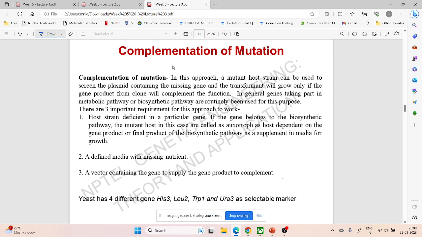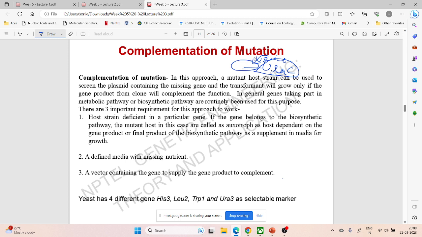So what does it mean? This is the host strain, and suppose it is auxotrophic for uracil. So this host strain is devoid of uracil, or the uracil is inactive. For its synthesis, it requires the uracil biosynthesis pathway. This pathway will only be completed when the recombinant vector that you have produced has a functional uracil. If it has a functional uracil, then the host strain will take the functional uracil from the vector, and then the pathway will be completed.